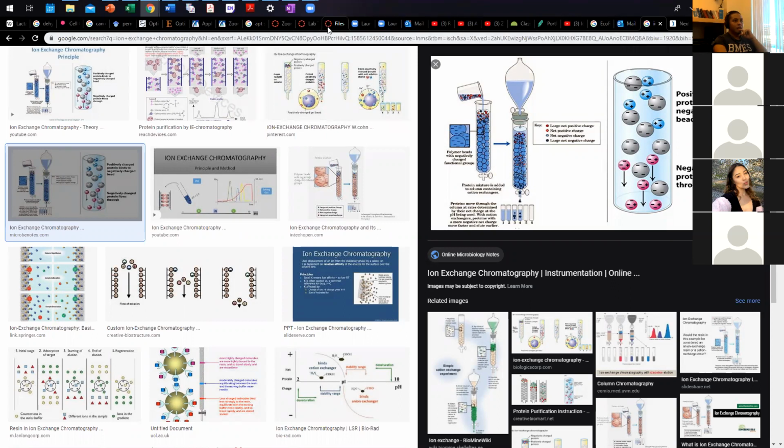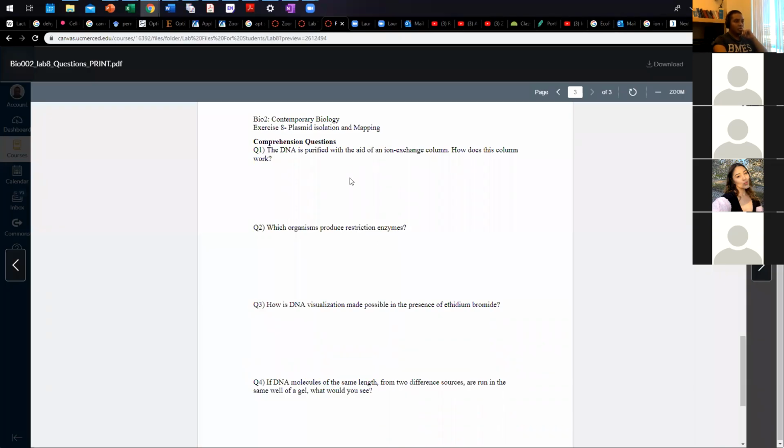And then, yeah, that's for question 1. And then for question 2, which organisms produce restriction enzymes? There might be some info on that in your packet. If not, you guys could look this one up.